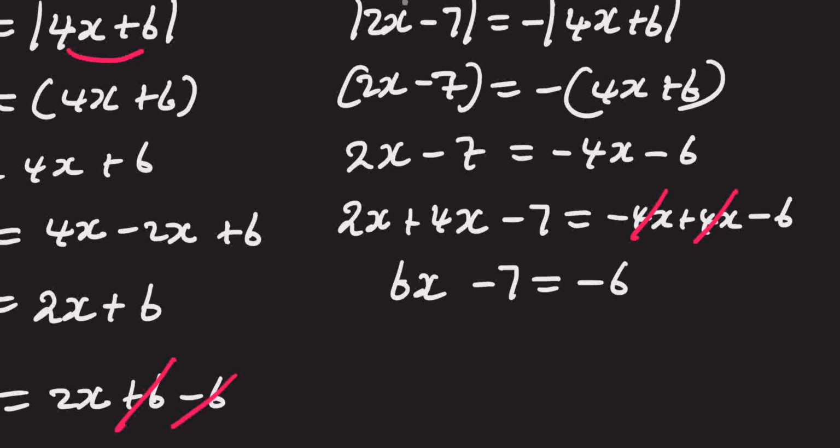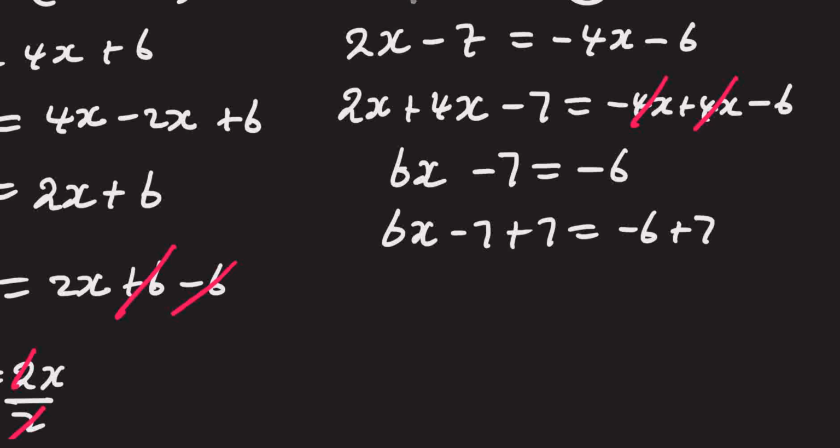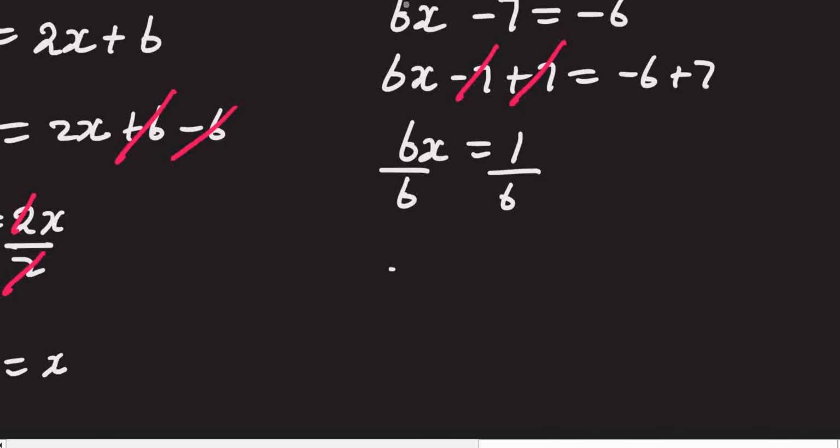So now we can isolate 6x by adding 7 to both sides. So 6x minus 7 plus 7 is equal to negative 6 plus 7. So negative 7 plus 7 is 0, and 6x is equal to negative 6 plus 7, which is positive 1. Divide both sides by 6, and x is equal to 1 over 6.